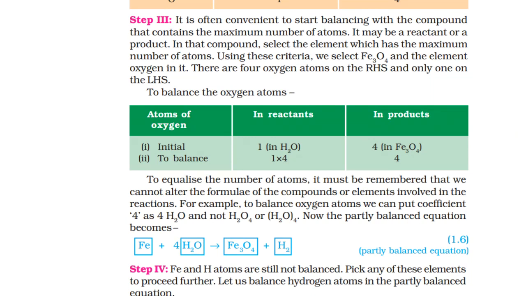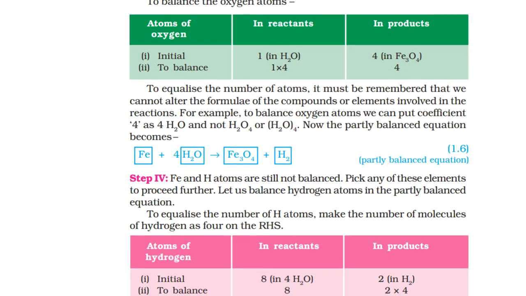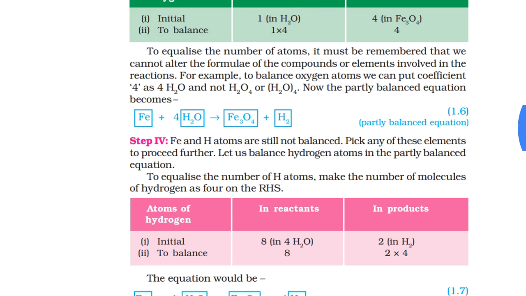To equalize the number of atoms, it must be remembered that we cannot alter the formula of compounds or elements involved in the reaction. We cannot alter the formula in the reaction, but we will alter the number. For example, to balance oxygen atoms we can put the coefficient 4 with H2O, not H2O4, that is H2O whole multiplied by 4. Now the partly balanced equation becomes Fe plus 4H2O, arrow, Fe3O4 plus H2.